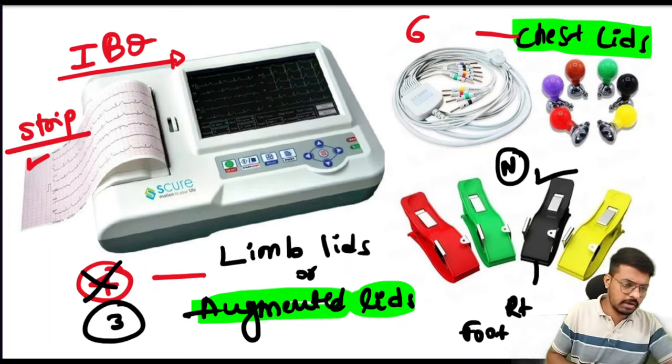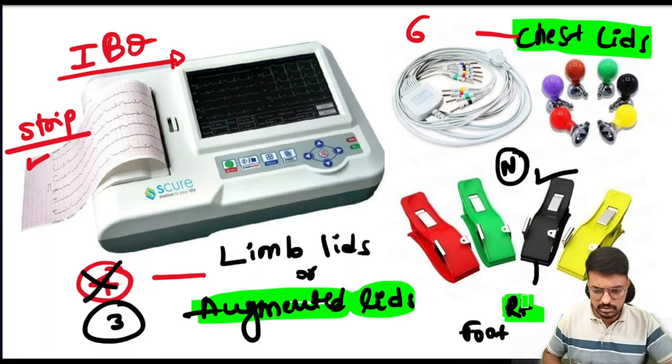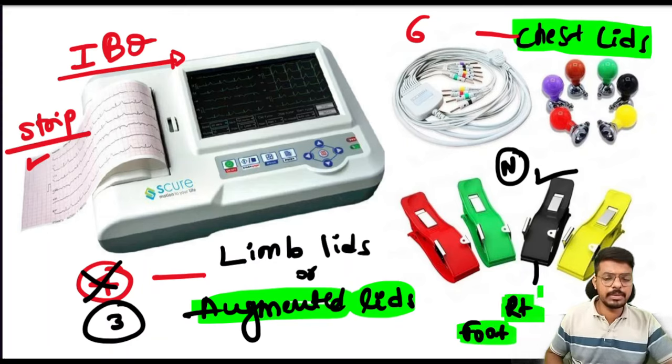So the lead which is applied to the right foot is a neutral lead. This lead we will not count in our ECG leads. This particular black color lead we are applying to the right foot, so this is neutral in nature. We will not consider this one in the count.